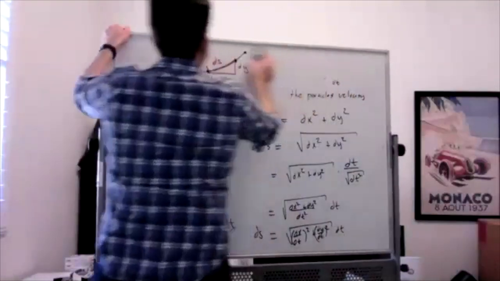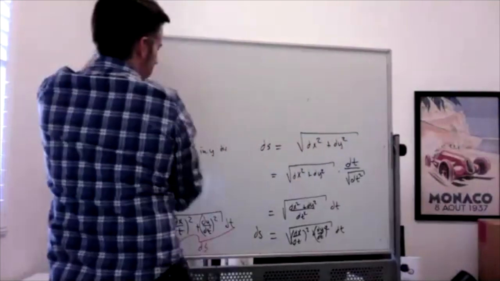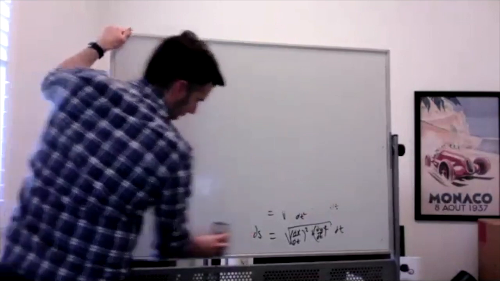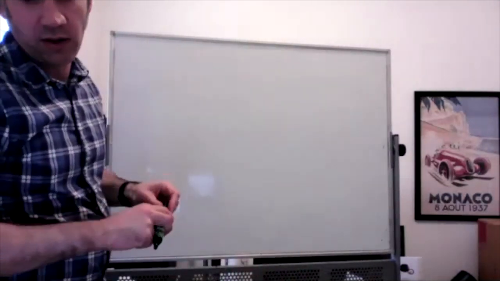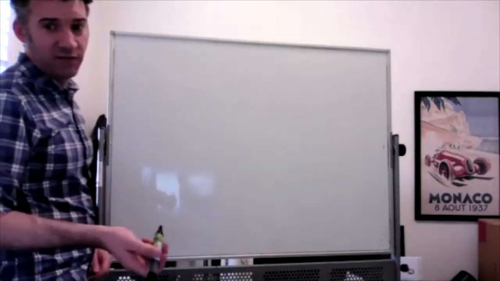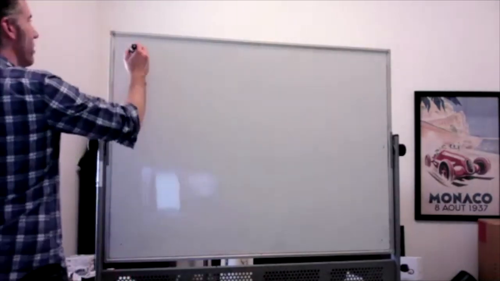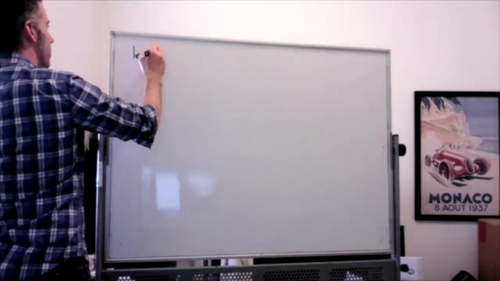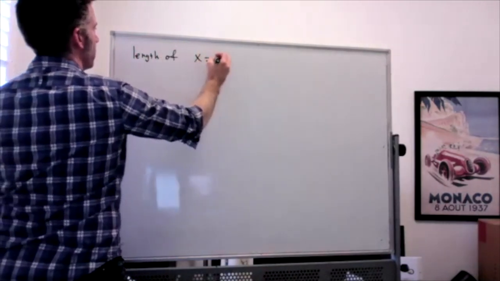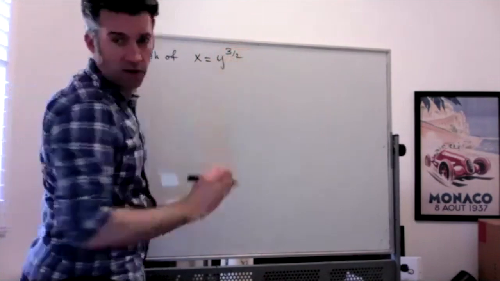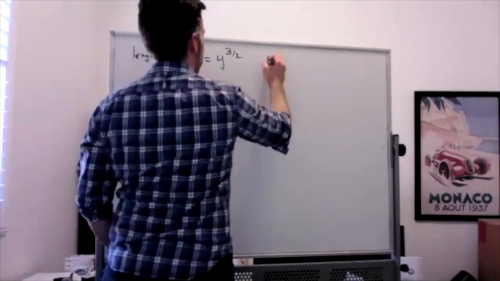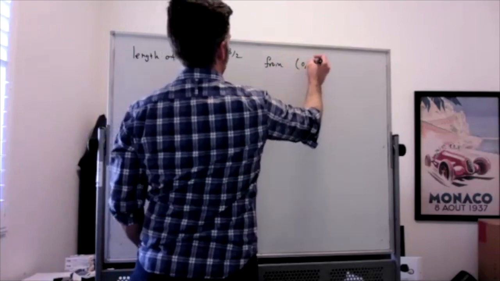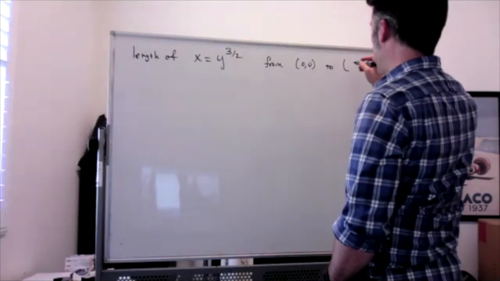There are maybe two or three main types of arc length problems that you will encounter. This first one's probably none of them really, although it's not terrible. So let's find the length of x equal to y to the 3/2 from the point (0, 0) to the point (8, 4).